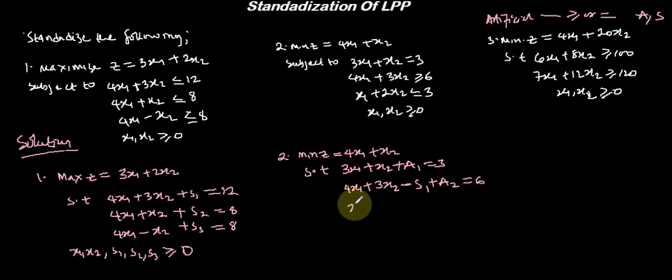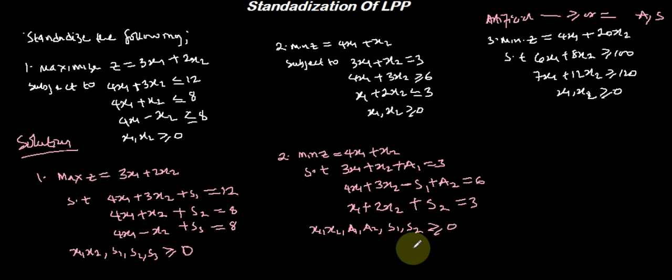The next one here we have x1 plus 2x2, which is less than or equal to, so we make it the slack variable, which is s2 this time since we already have s1, and this is equal to 3. Our non-negative condition is x1, x2, a1, a2, s1, s2 greater than or equal to 0. So we have finally standardized example 2.